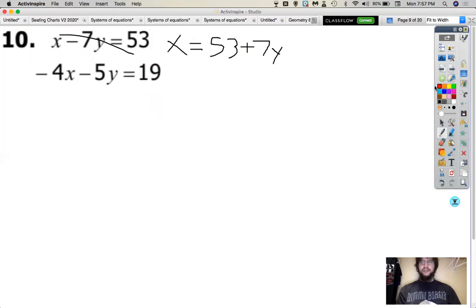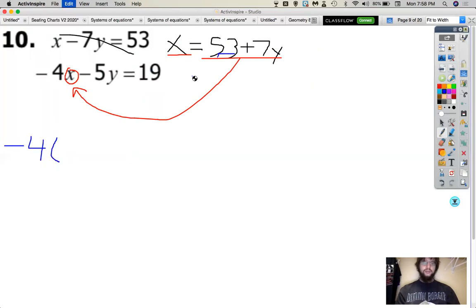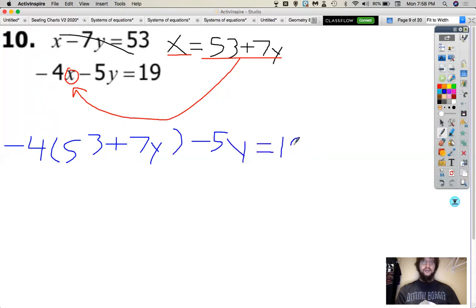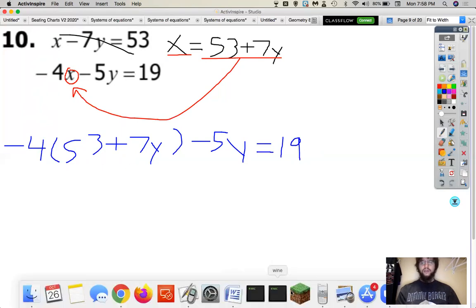So we're going to take what x is and shove it in for x right here. See, there's x, that's x. Shove it in. Boom. -4 times this thing, 53 plus 7y, minus 5y equals 19. Again, distributive property, combine like terms, whatever you want to do.